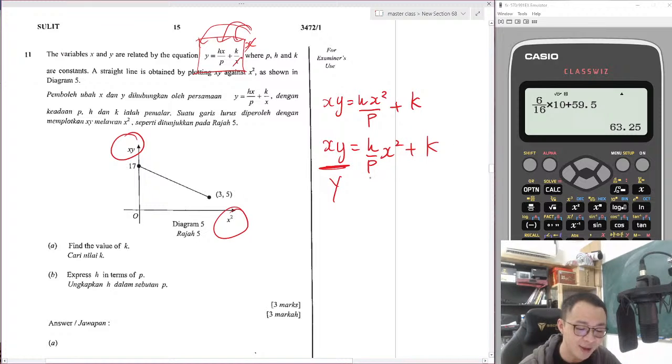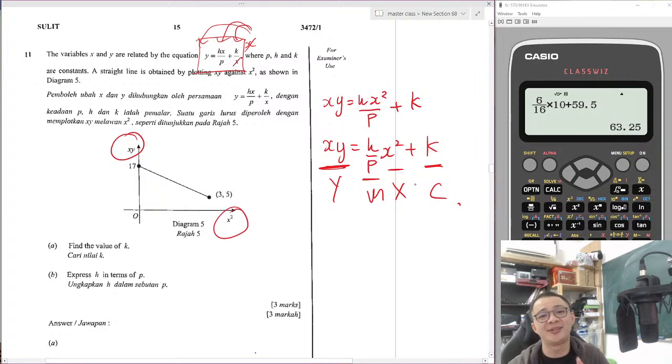This is y, this is m, this is x, this is c. So therefore, what's the meaning of c? C is k, isn't it? C means vertical intercept. So what's my vertical intercept? 17, isn't it? K equals 17.